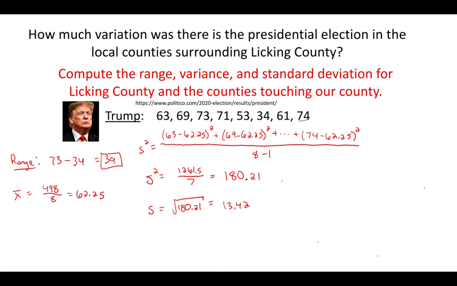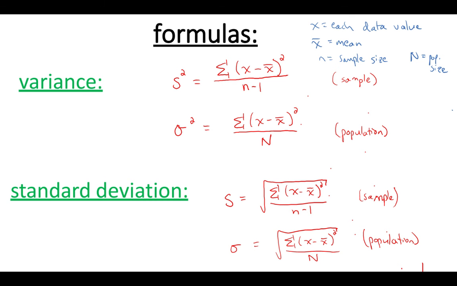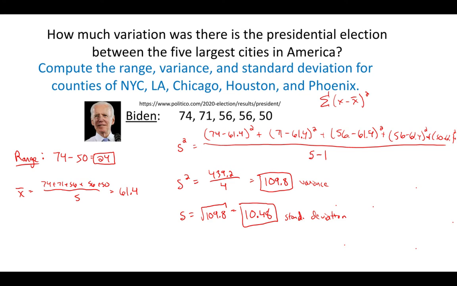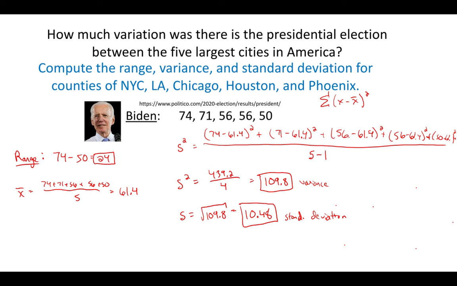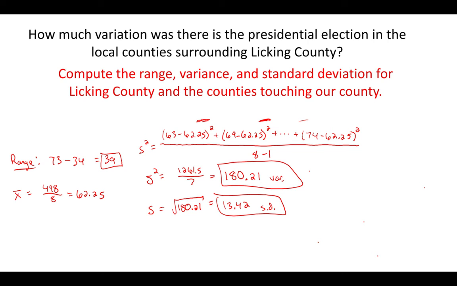So you can see if we compare it to the last one, this is variance, this is standard deviation. If we compare it to the last one with Biden, standard deviation and variance were both higher in this one, which again is what we would expect. In the last one, it was 109 and 10.4. This one was 180 and 13. So definitely more variation in this one, which again we would expect because we got a 34 and a 73. And also you can see that the range was significantly higher as well. So by any measure, there's a lot more variability in the just local feelings as compared to national big cities.